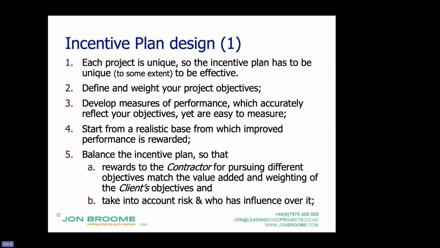And then this is one: balance the incentive plan so that the rewards for pursuing the different objectives match the value added and weighting of the client's objectives, as well as take into account risk and who has influence over it. So let's say, for that 5A, I'm a client. I've listened to John and I've said I'm only going to have 2 incentives because there's 2 things which are really important to me, and the more I get of them, the better. But this one is really important, so I'm going to put an incentive on my £1 million contract, which could, if they achieve it, be worth £100,000 to the contractor.